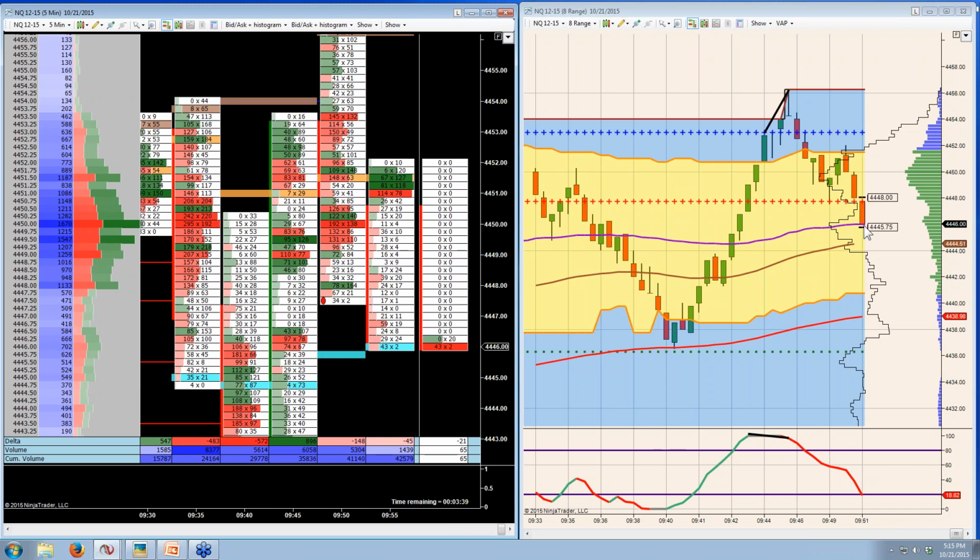And I generally won't do much on the break of the point of control, but like I said, you could have taken the break of this value area from yesterday, but you would have to know that you've got the point of control right below you that you might have some difficulty on.